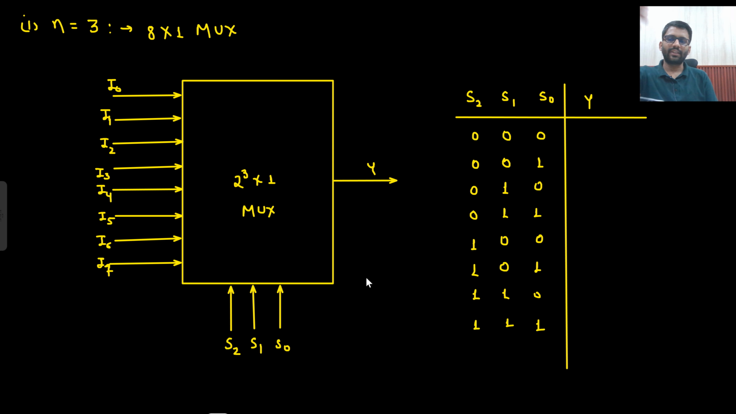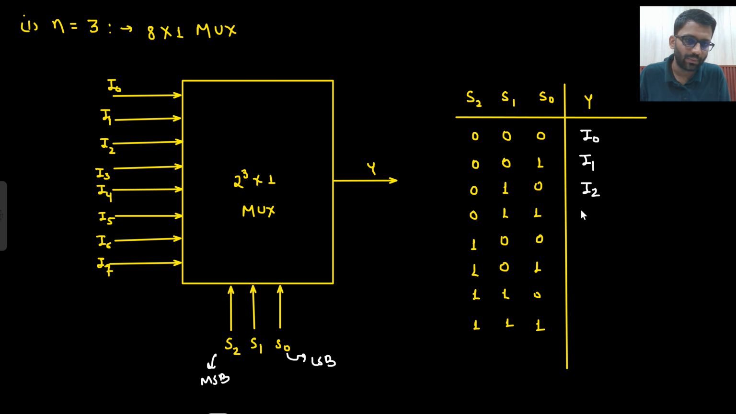Okay. Do the same for 8 cross 1 mux. So 8 inputs will be there, 1 output will be there, and select lines will be 3. If all 3 are 0, my output will be I0. This will be taken as MSB and this will be taken as LSB. What will be the decimal equivalent of this? That would be 1. So it would be I1, I2, I3, I4, I5, this will give I6 and this will give I7.